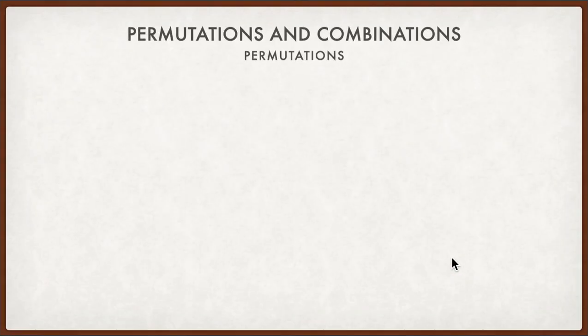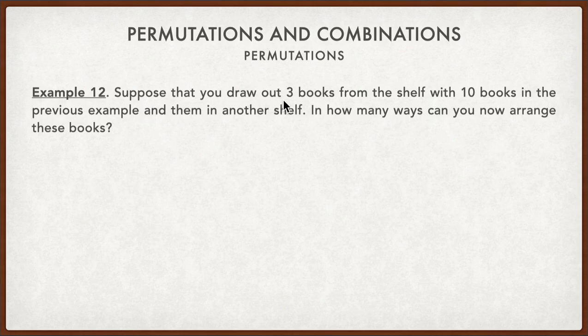Okay, let's get into more permutations. Let's take a look at this example. Suppose that you draw out 3 books from a shelf with 10 books. Imagine that shelf again. You're going to draw 3 books from there, and you need to put them in another shelf in your cabinet. In how many ways can you now arrange these books? We have 10 books in total, but we're going to get 3 out of them, and then arrange these 3 into another shelf.